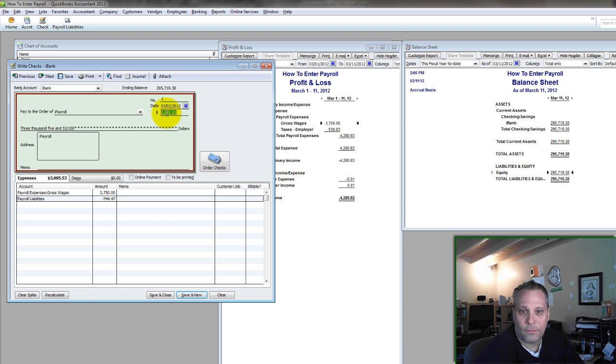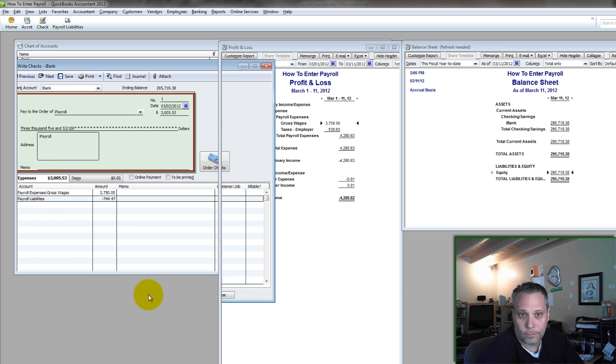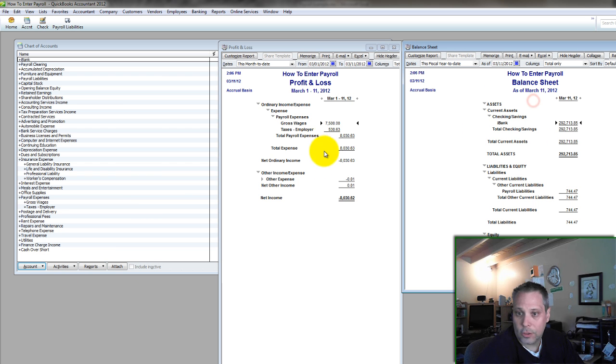net pay, the $3,553, is going to be deducted from the bank account here. So let's save it. And sure enough, now my gross wages on the payroll is $7,500. The bank account balance is a little lower and my liabilities come in.